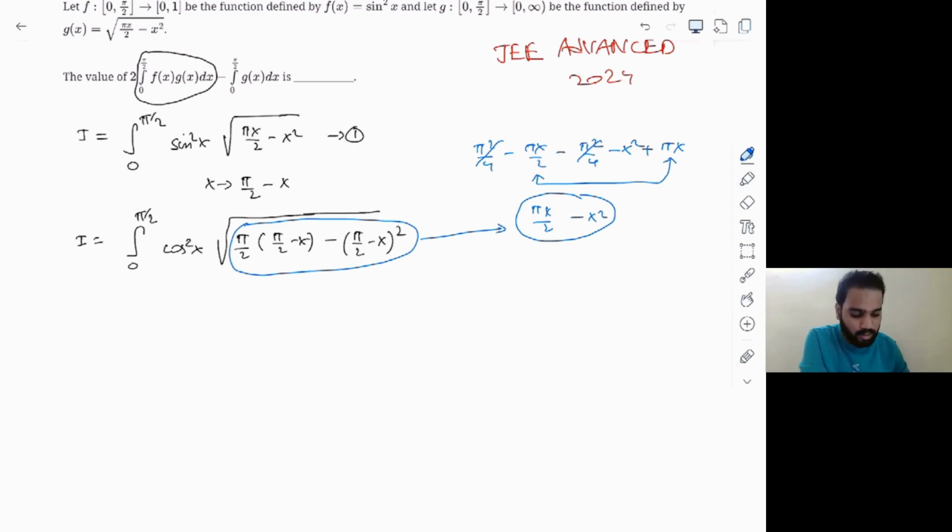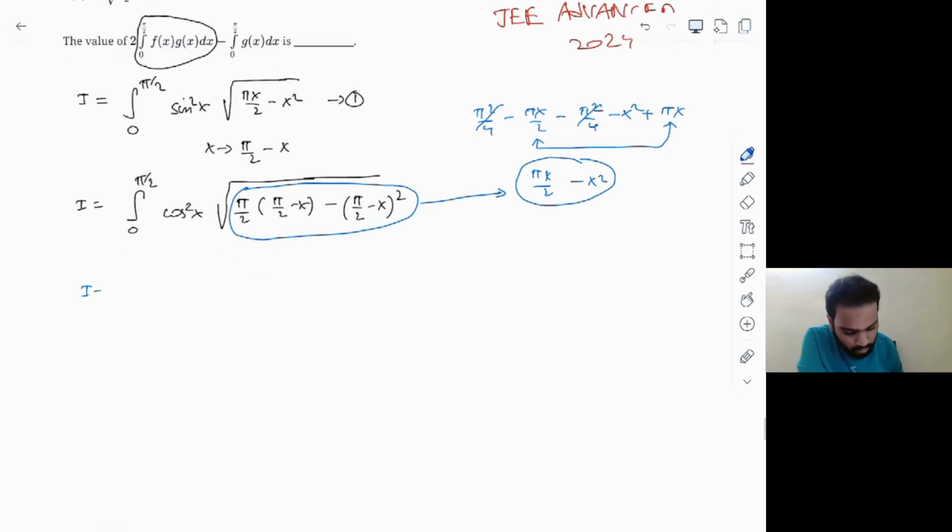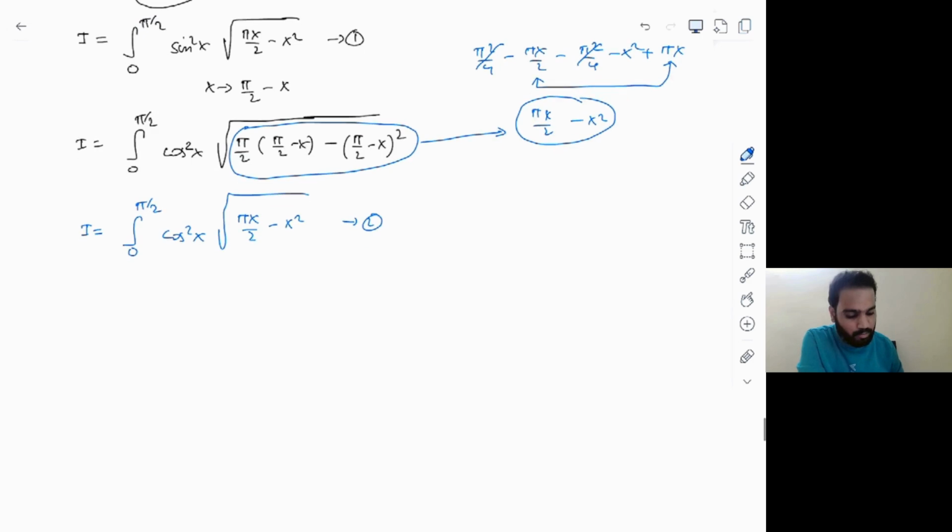But what's the main advantage there? That is exactly what is there in equation number 1 already. So if you want, I can write down one more time. I is equals to integral 0 to pi by 2 cos square x into square root of pi x by 2 minus x square. Now you can take it as equation number 2.